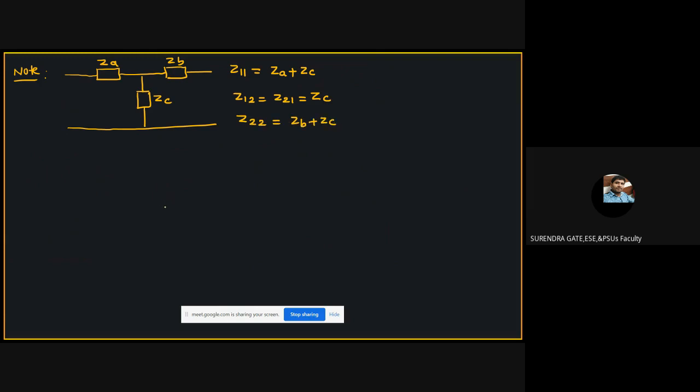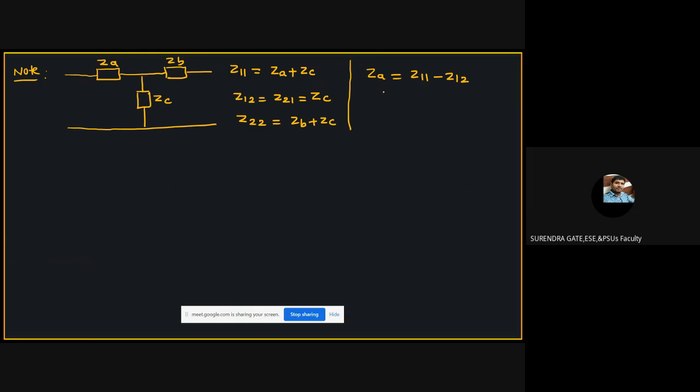Now the question is, if ZA, ZB, ZC are given, how to calculate Z11, Z12 and Z22? If Z11, Z12, Z21, Z22 are given, how can we calculate ZA, ZB and ZC? If you want ZA, how can we get ZA, students? From Z11, which is ZA plus ZC, you can subtract ZC. We can get ZA. Then ZA equal to Z11 minus Z12 or Z21. Clear? Like this we can get ZA.